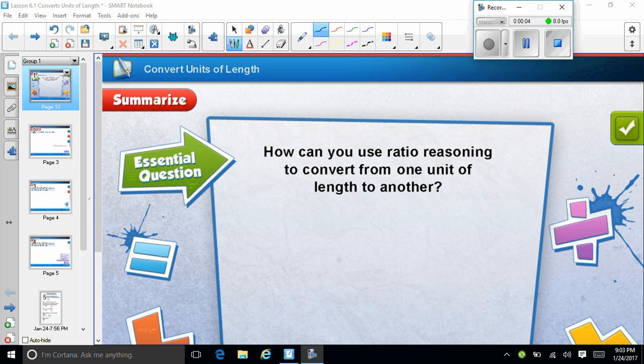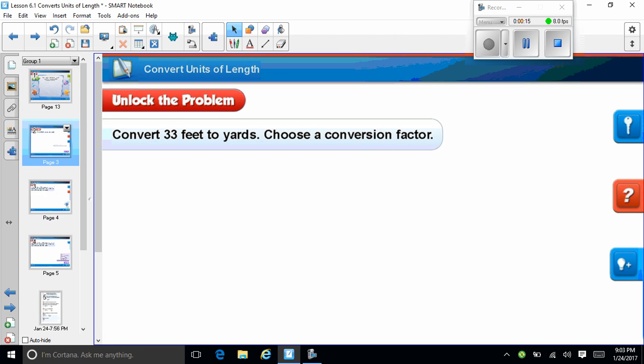Lesson 6.1, Convert Units of Length. In today's lesson, I'm going to talk about how you can use ratio reasoning to convert from one unit of length to another. Let's go ahead and get started.